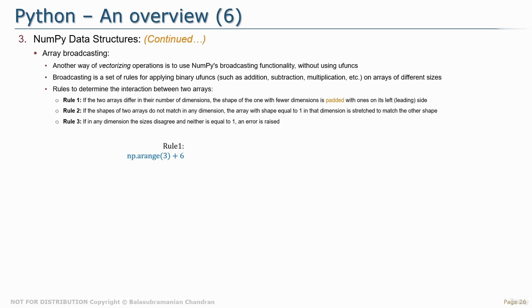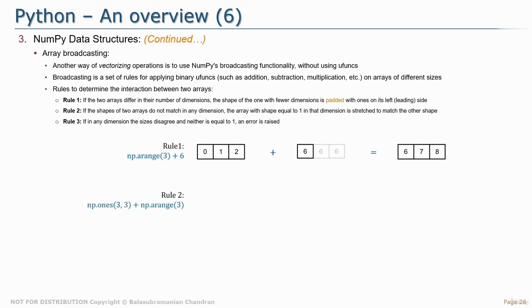Adding a scalar to a one-dimensional array to demonstrate rule number 1. First, let's create a 1D array with the dimension 1 by 3 and add a scalar 6 to it. The Python code to do it is as shown. This is the 1D array and we want to add a scalar to this array. Here, the scalar is padded with 2 more 6s to match the dimension of the 1D array on the left side. This operation will give us the result as shown here.